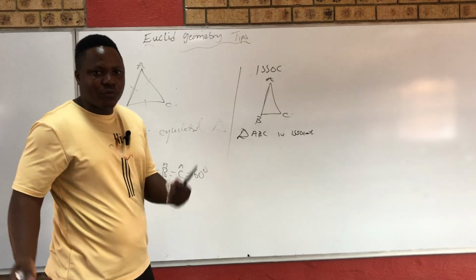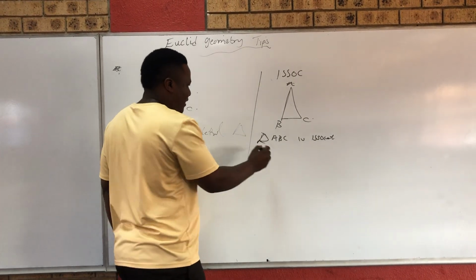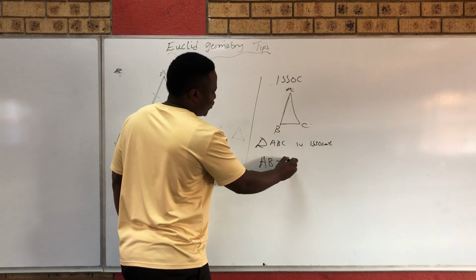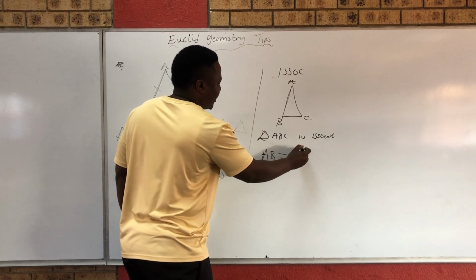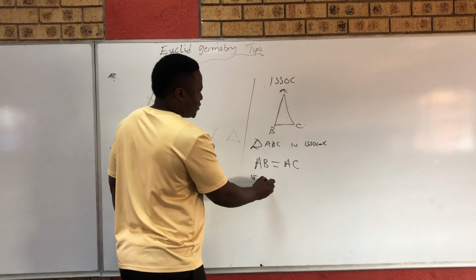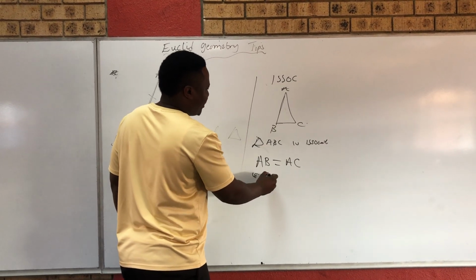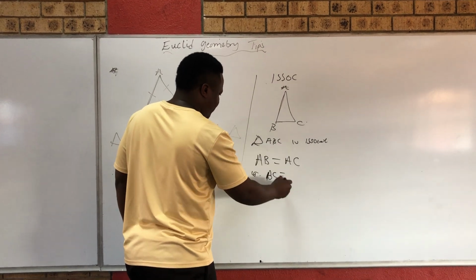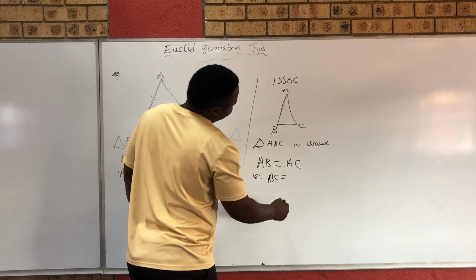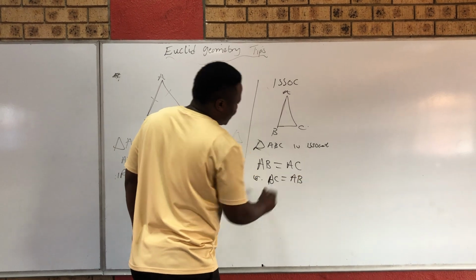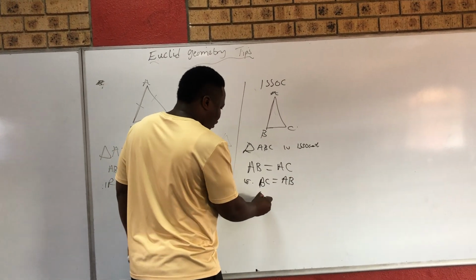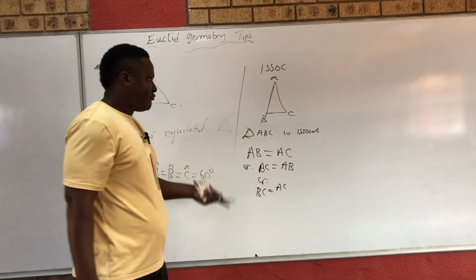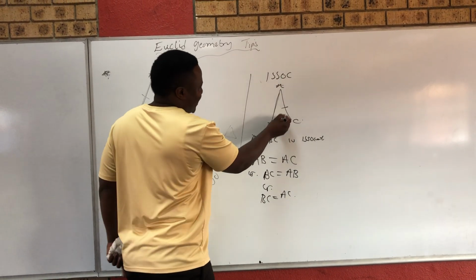You also have to prove two properties. You show them that AB is equal to AC. Or it can be either way: BC being equal to AB. Or you show them that BC is equal to AC. So as long as there are two sides that are equal.